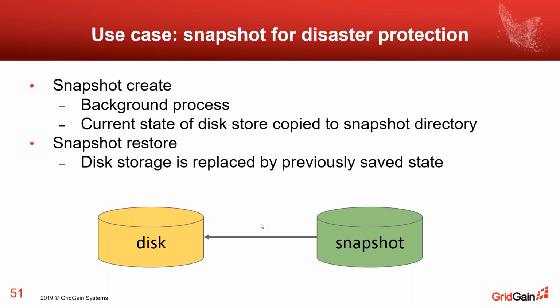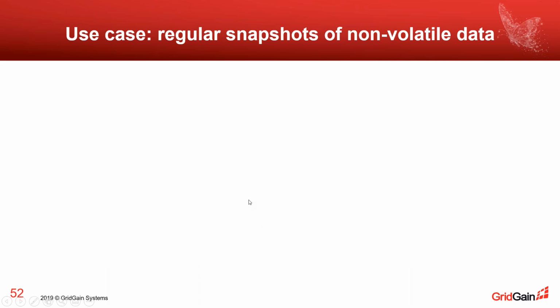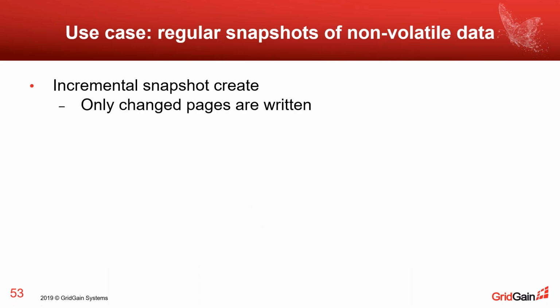And the next case is a regular snapshot of volatile data. For such a case, we have the incremental snapshot option. If you create an incremental snapshot, only changed pages are written. Changed means changed since the last snapshot. So if most of your historical data set wasn't changed, then those pages will not be written.